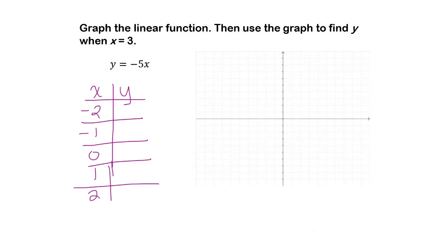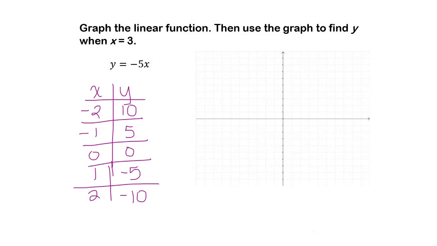-2 times -5 would be positive 10, so y would be 10. -1 times -5 would be positive 5. 0 times -5 is 0. 1 times -5 is -5. 2 times -5 would be -10. So we have our ordered pairs. The five ordered pairs would be -2, 10; -1, 5; 0, 0; 1, -5; and 2, -10.